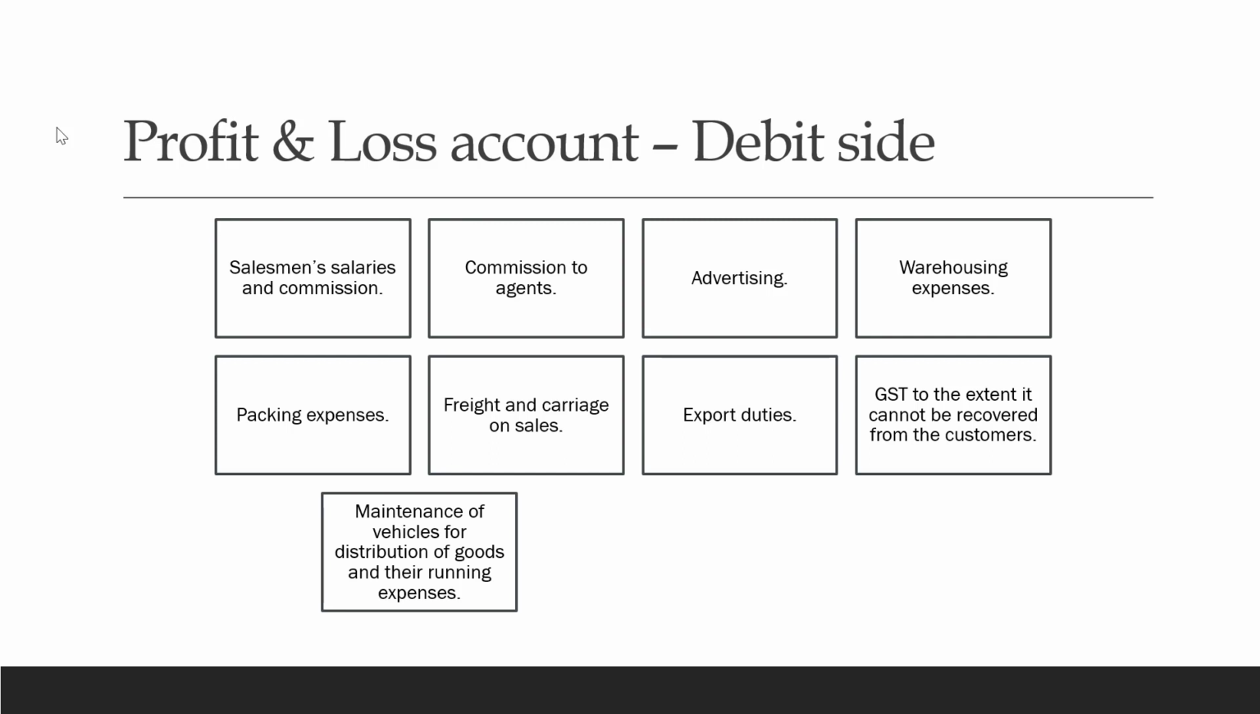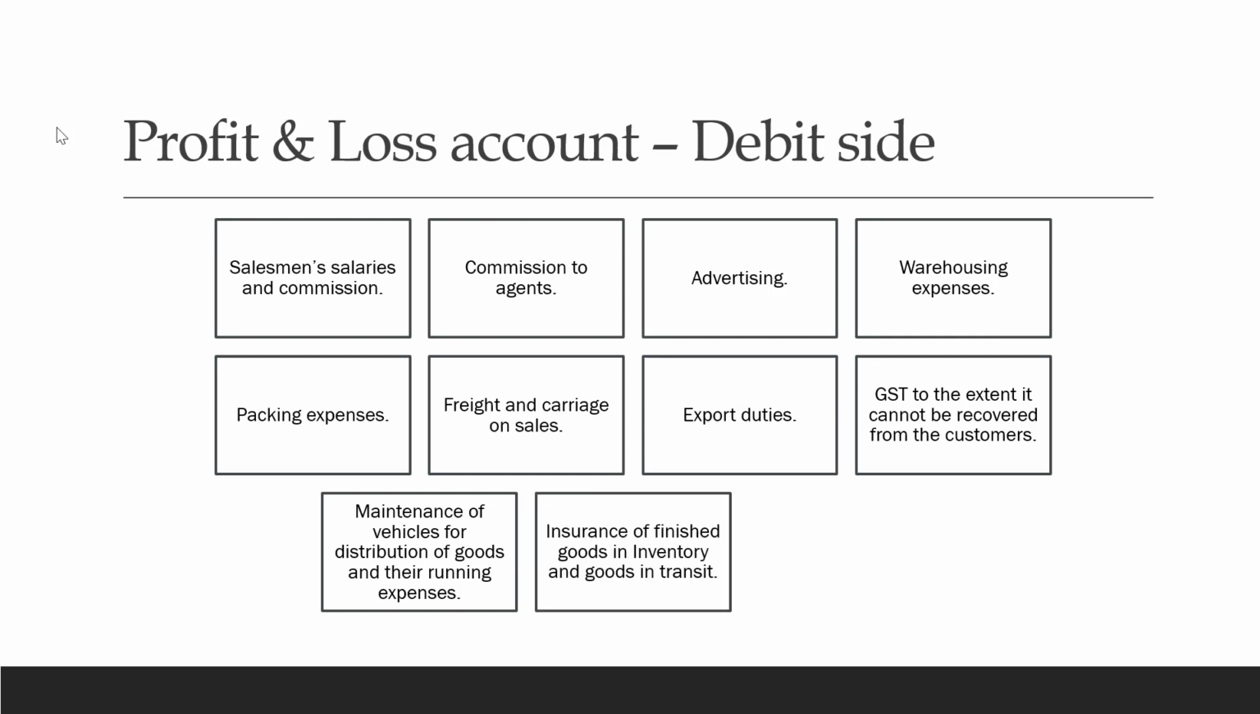Okay, read the last one. Maintenance of vehicles for distribution of goods and their running expenses. Suppose you are having some vehicles, some lorries, some trucks, which you are using basically for carrying the goods outside, like you are making products and selling them. So you are using some vehicles. This will be an indirect expense. This is a selling expense for the company.